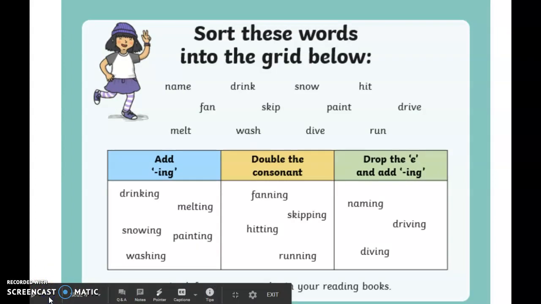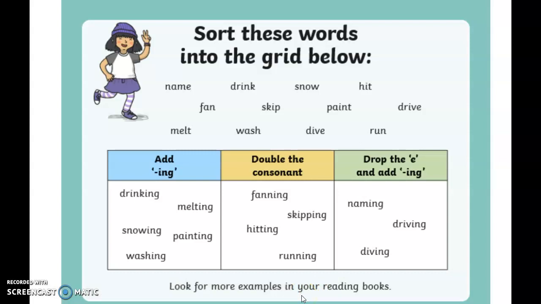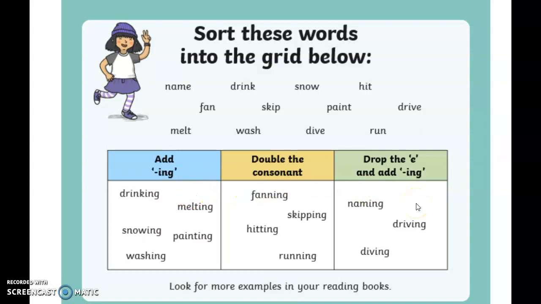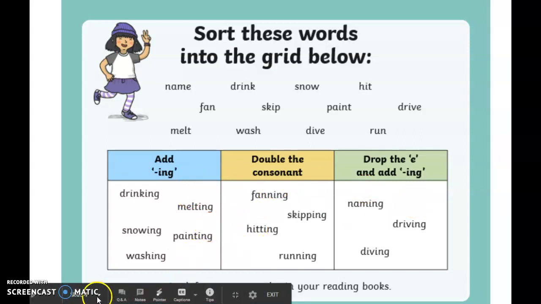Okay, so here is the completed grid with all of the words sorted into the correct place. And your challenge, I would like you to see whether you can find any more examples of words using the ing suffix in anything that you are reading, and I'd like you to sort them into the correct place. Okay, so use some other words and sort them into the correct place.